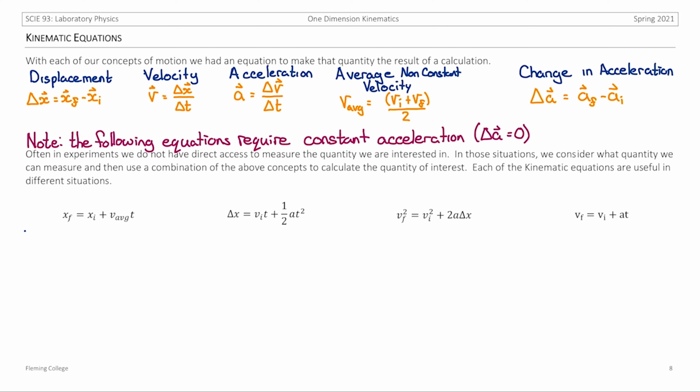These equations are all based on the definition of the term. Often when we do experiments, we don't have direct access to be able to measure the quantity we're interested in. So what we do is we measure some other quantity and then make a calculation about the thing we want to look at. The way we come across those calculations is we start to combine our equations of motion.